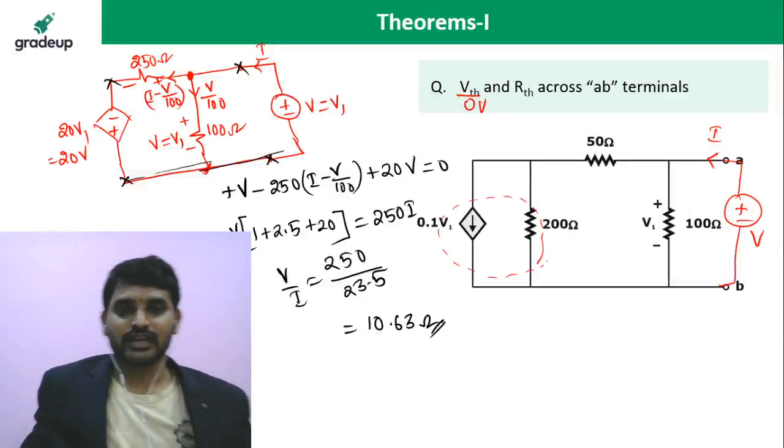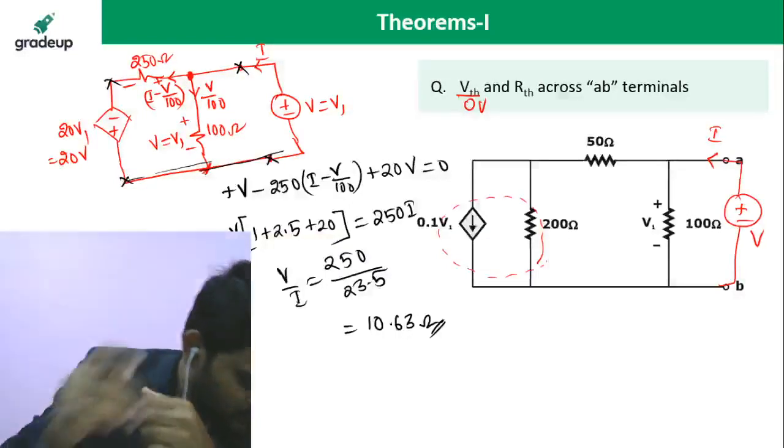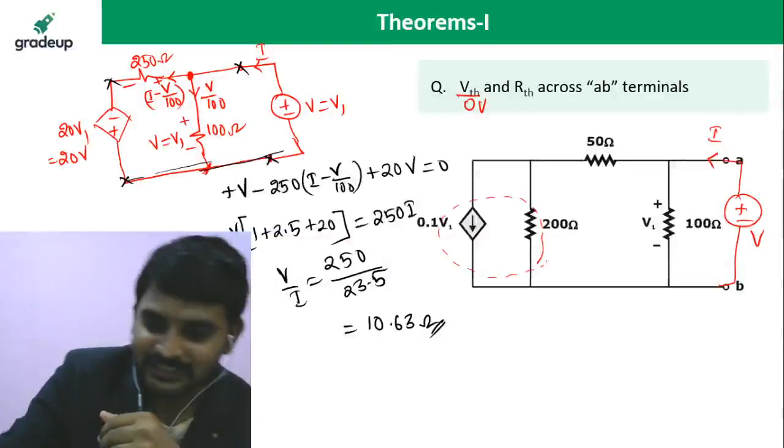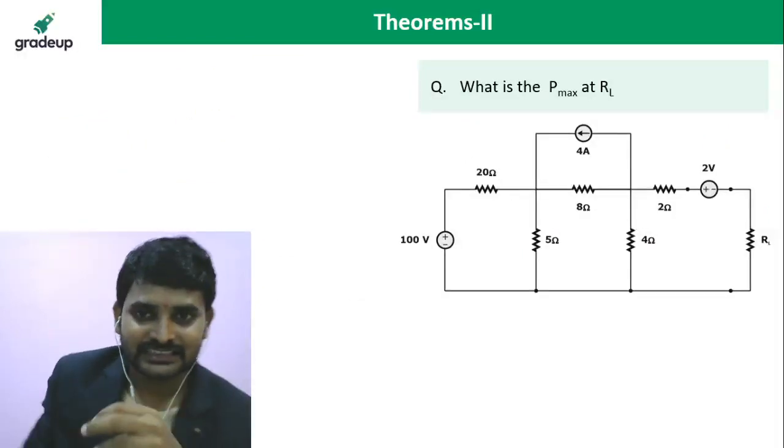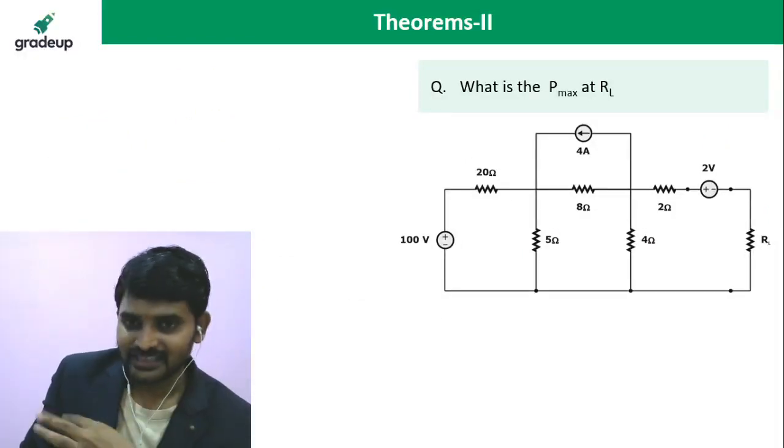If not, we can move to another one. All right, no doubts from Kolkata, Banerjee. Chalo. All right. So have you calculated this VTH and RTH?